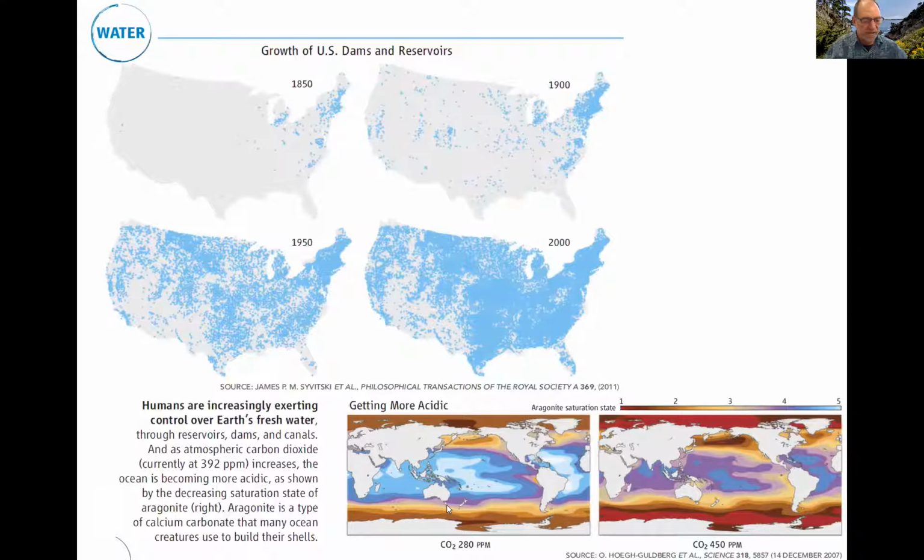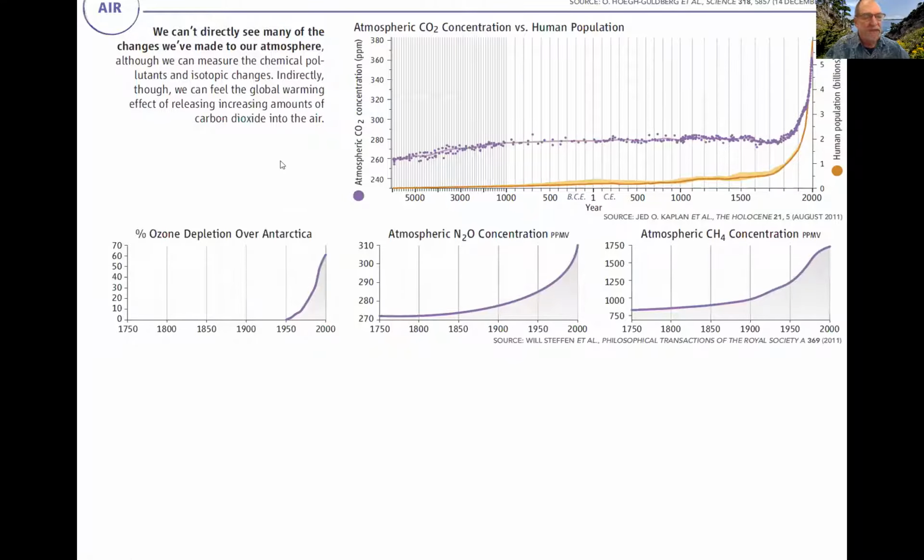And so this graph is showing us the concentration of carbon dioxide in the atmosphere from a baseline of about 280 parts per million to the present day. We're not quite at 450 parts per million, but we're rapidly approaching this level. And you can see from this diagram that the aragonite saturation state, which is a measure of the acidity of the ocean, is increasing significantly across large portions of the ocean. So the oceans are being affected by human activities. And we can't see a lot of these changes that we've made to the atmosphere, but as you saw with the calcium carbonate, the aragonite saturation state, we can measure their effects in long-term changes in the state of the oceans and the atmosphere.